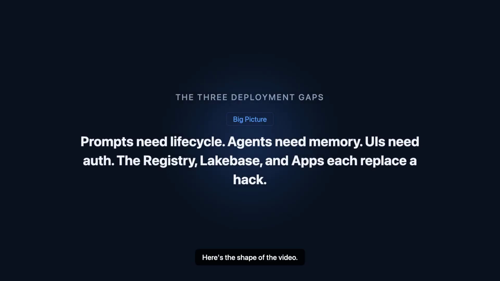Here's the shape of the video. Prompts need a lifecycle: versioning, promotion, rollback. Agents need memory that survives a process restart. And the user interface in front of an agent needs a real authentication story, not a token pasted into a browser. The MLflow Prompt Registry, Lakebase, and Databricks Apps each replace a hack that production teams use to ship. We'll take them one at a time, then tie them together with a continuous integration and deployment pipeline at the end.